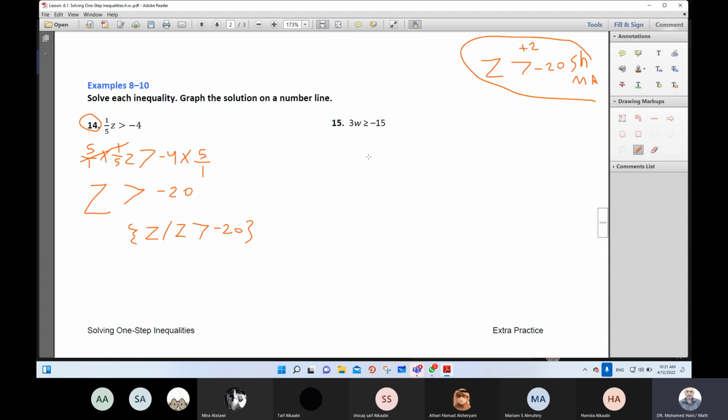Here the same idea. We want to remove 3 to keep the variable alone, so we can divide the two sides by 3. 3w divided by 3 will be w greater than or equal negative 5. And the set of solution: w such as w greater than or equal negative 5.